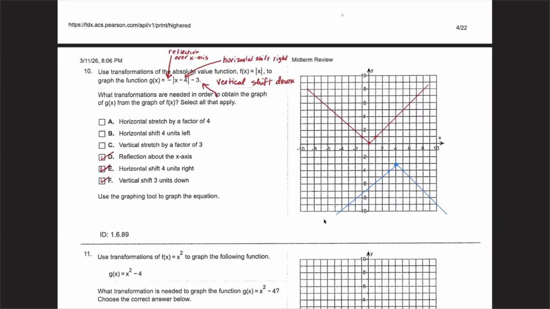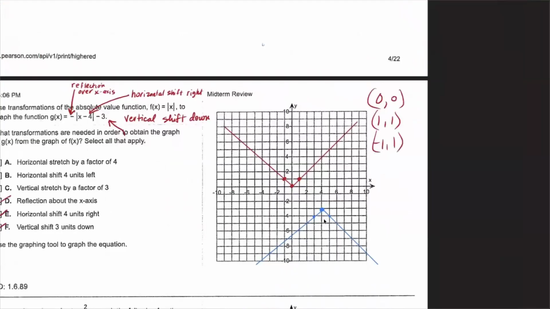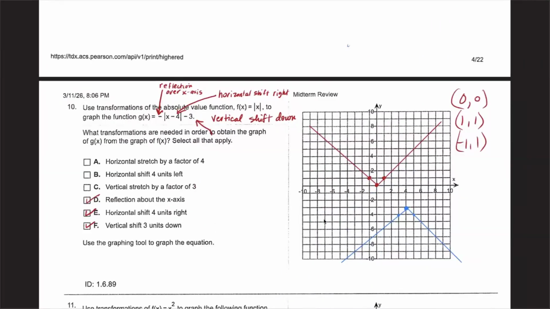So if you know your original function, the original parent standard function has these 3 points on it, plus millions of others: 0, 0, 1, 1, and -1, 1. Notice that's what the points are that I put on this red graph. I put those points, 0, 0, 1, 1, -1, 1. Why did I do that? Because if I know those 3 points, I can use those points to figure out other points.